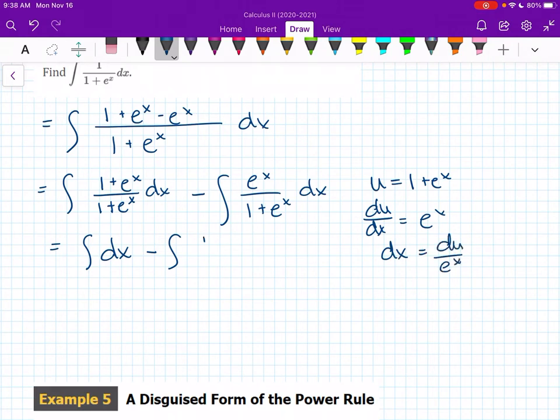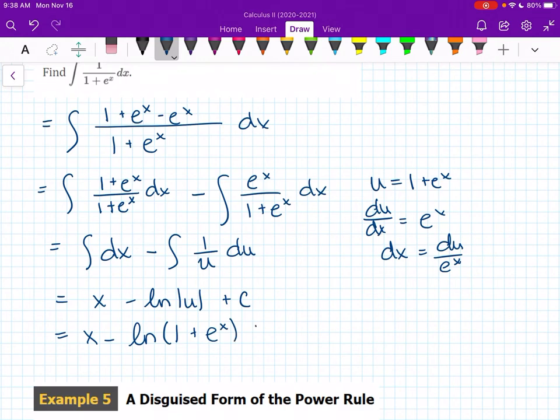So then that cancels. So I'm actually just going to end up with 1 over u du after my e to the x's cancel. So then I am just going to end up with x for my first integral minus the natural log of the absolute value of u plus c. And then go ahead and substitute my value back in. So natural log of 1 plus e to the x plus c. Okay.